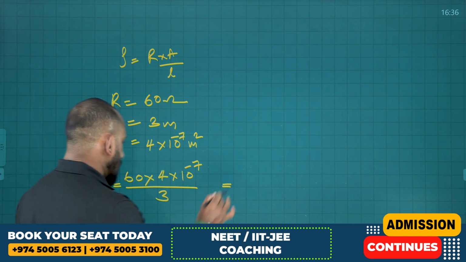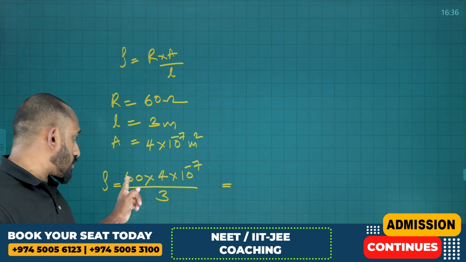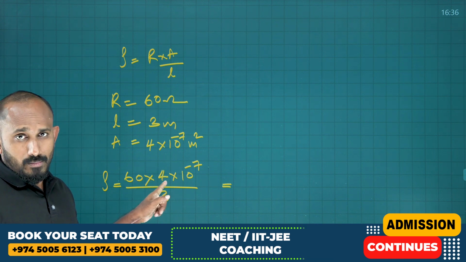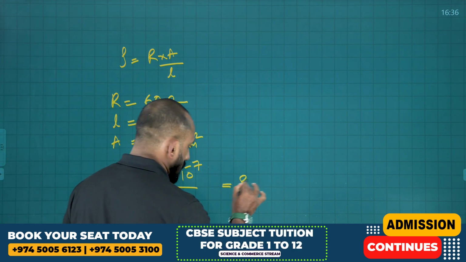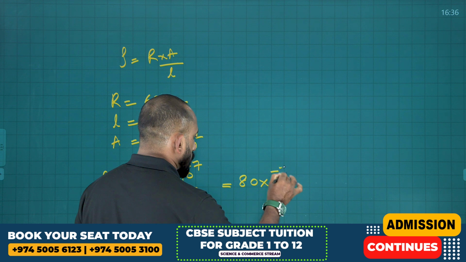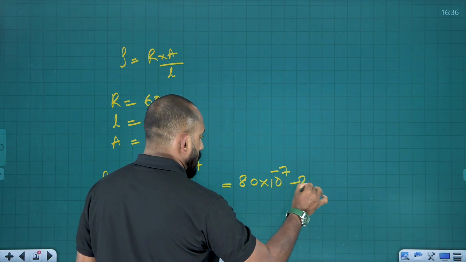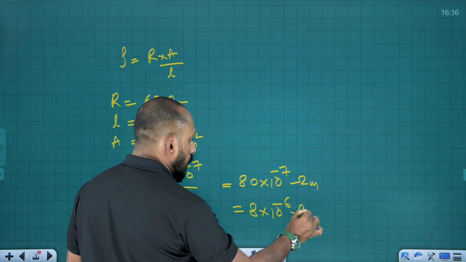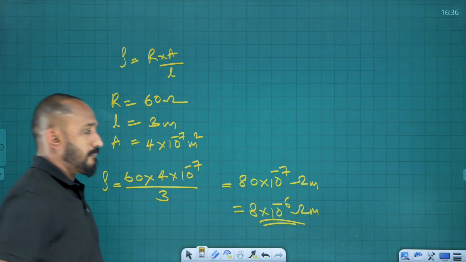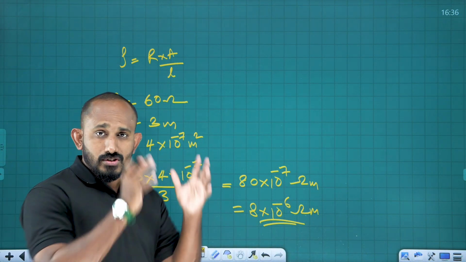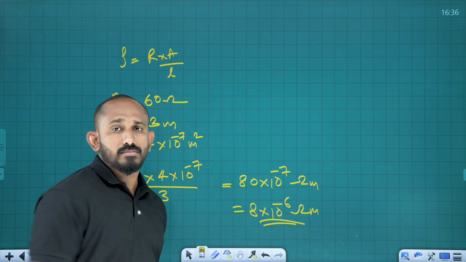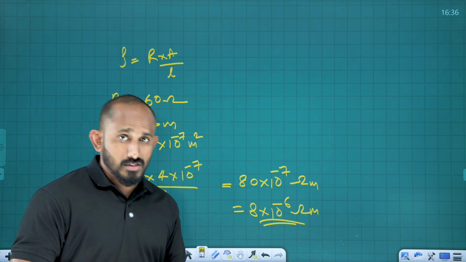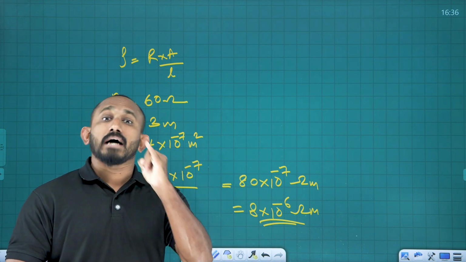If you solve it, 60 and 3 you can cancel, that's 20. 20 into 4, that is 80. So that is 80 into 10 raised to minus 7 ohm meter, or you can write 8 into 10 raised to minus 6 ohm meters. That is the electrical resistivity of this conductor, the material. Resistivity depends only on material and temperature.